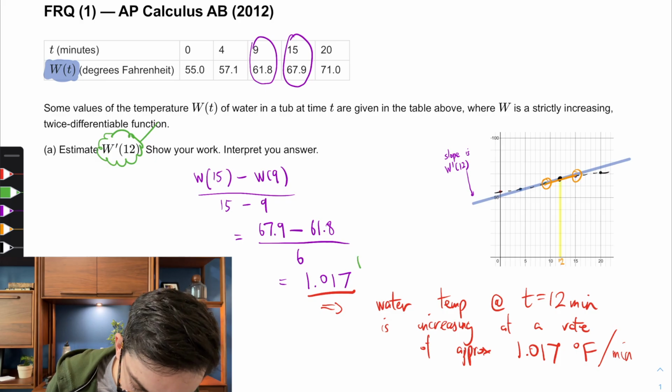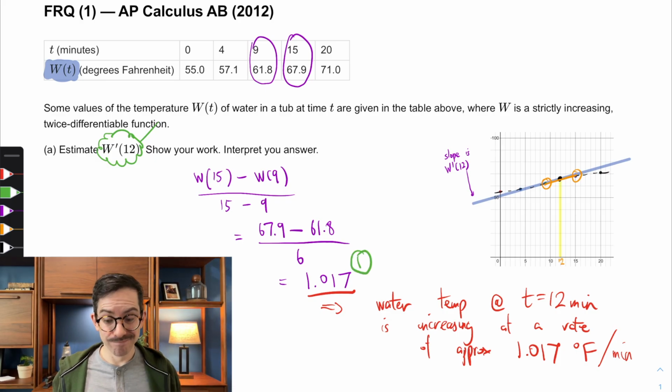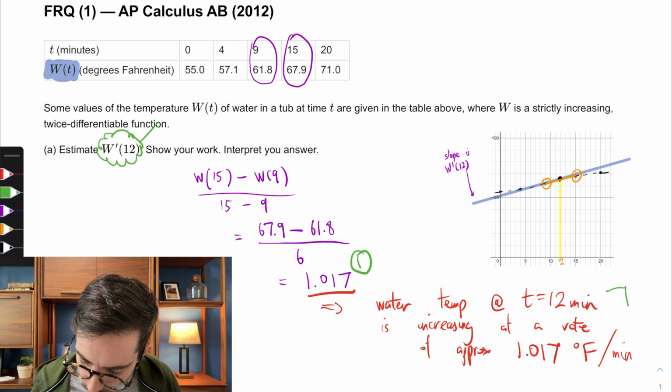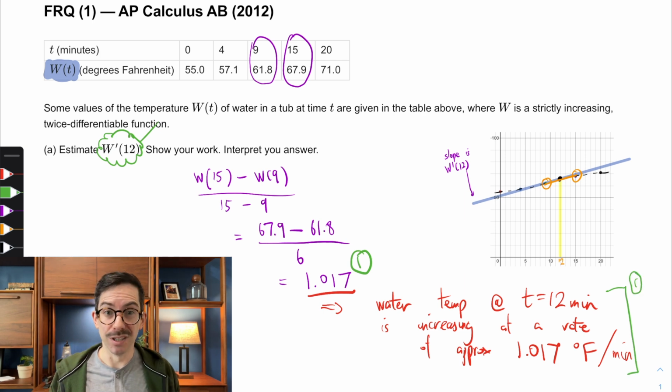We're going to get 1 point simply for our estimate, and 1 point for our interpretation, as long as we remember our units. If we don't remember our units, you're out of luck.